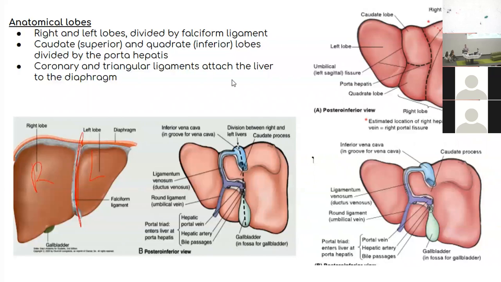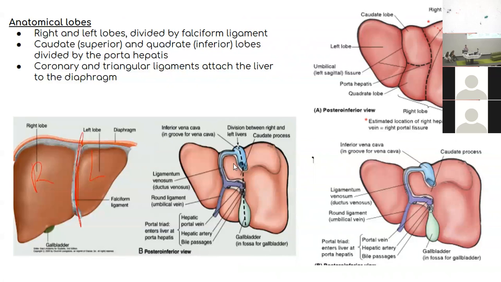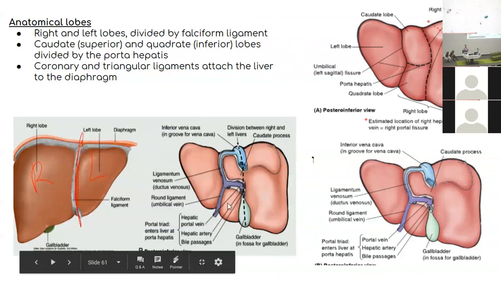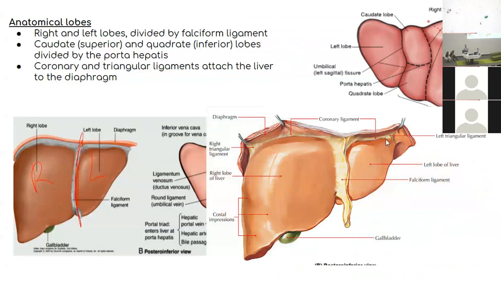So the anatomical lobes, there are four. If you're looking anteriorly, you can see there's right and left, split by the falciform ligament. And then if you're looking posteriorly, you've got the quadrate lobe and the caudate lobe, the caudate superior and the quadrate inferior. And you've just got some ligaments at the top, so the coronary ligaments and the left and right triangular ligaments connecting the liver to the diaphragm superiorly.